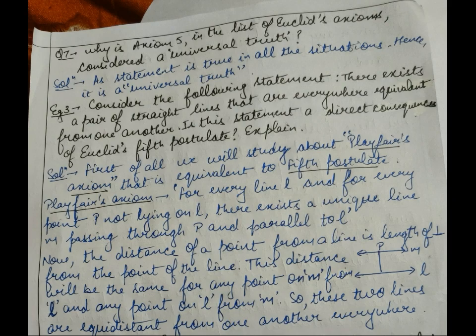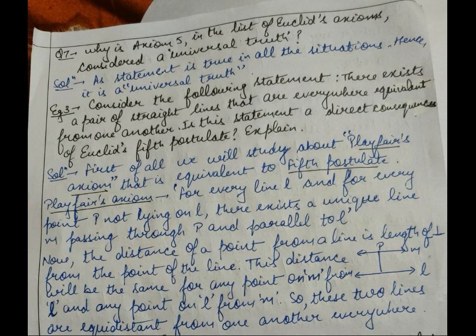Then come to question number 7, that is, why is axiom number 5 in the list of Euclid's axioms considered a universal truth? So our solution, or you can say that it can be as statement is true in all the situations, hence it is a universal truth. Then come to example number 3.